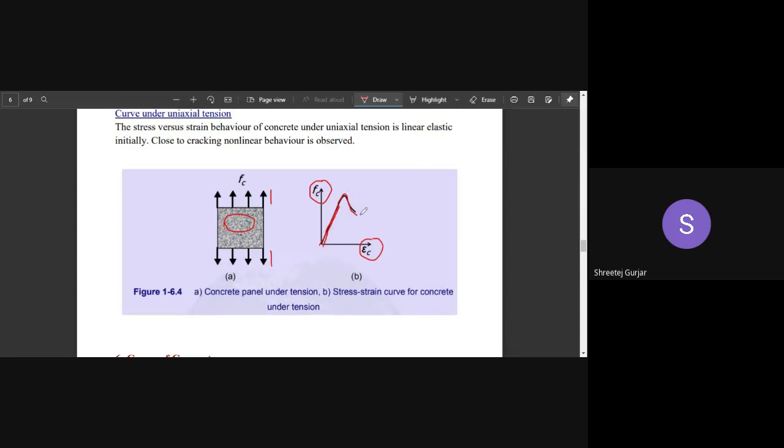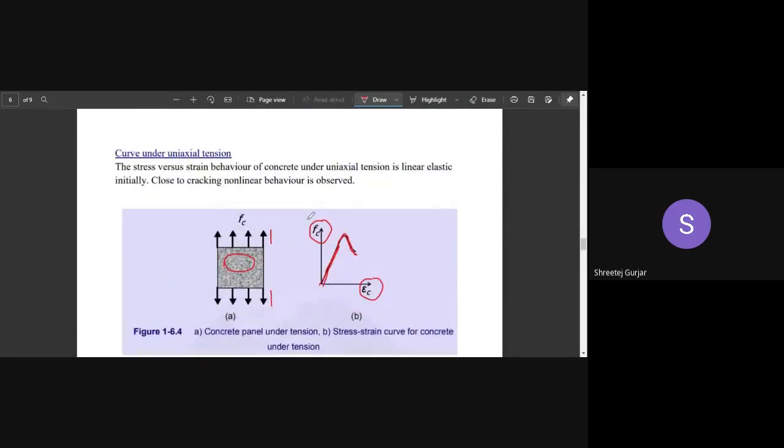So remember, this is very easy. It is linear and elastic in the initial stage, and when it comes to cracking, it becomes non-linear and it becomes descending. So this is regarding your stress strain curves for your concrete under compression and under tension.